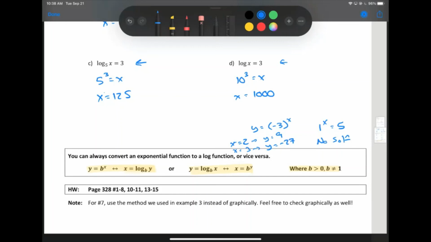Okay, I think I've probably confused you enough with that. If you're a little bit lost on what I just said, just be aware that b has to be greater than 0, but cannot be 1. At 1, it doesn't make any sense.